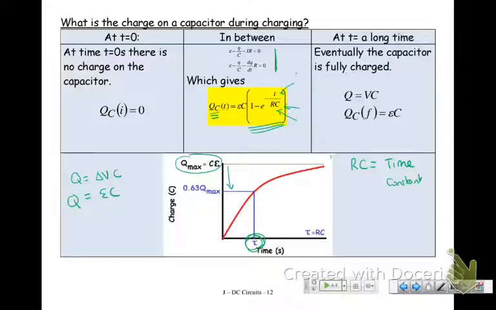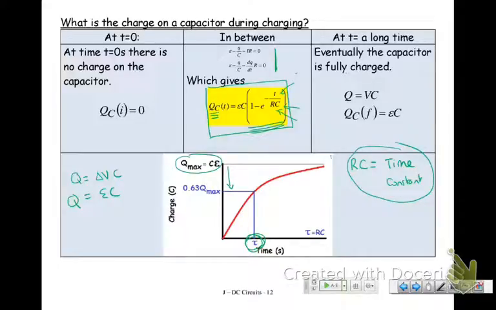Because this is climbing, we have this awkward mathematical expression, which is 1 minus this thing. So it basically goes boom, boom, boom, boom, like that. Your job is to know that expression, and to know that the time constant is RC.